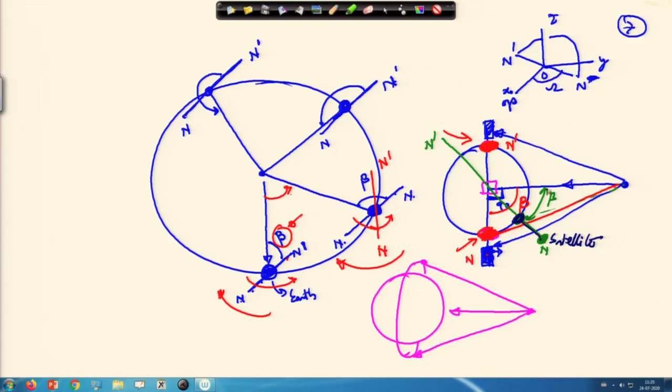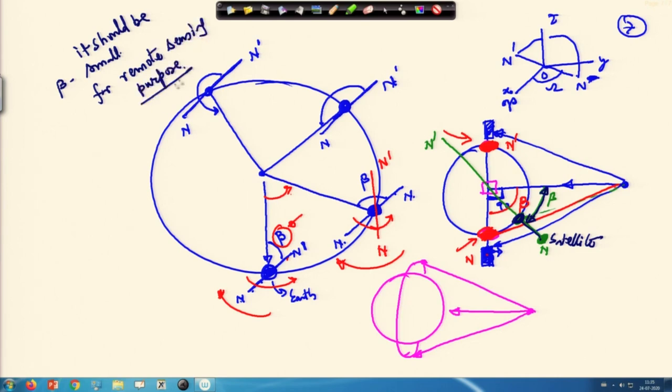And therefore for this region, this beta angle is maintained small. So, beta is small, it should be small for remote sensing purposes. If it is 90 degrees, this is of no use, because you cannot take a photograph in these places. This is the borderline of the sunlight. This is what we call the terminator line. So, there the picture cannot be taken.